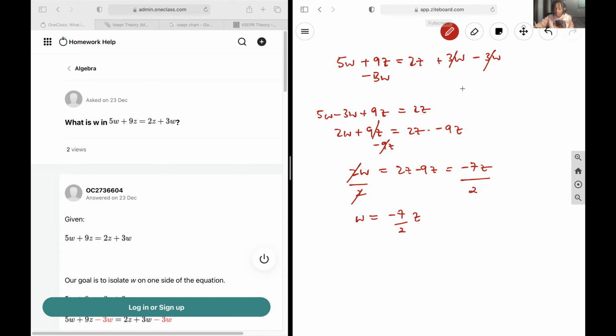Just in case you don't understand how and why I'm choosing my values, I chose negative 3w here because it would cancel the positive 3w. Here, I chose negative 9z on this side in order to cancel the 9z and bring it over to this other side. And then lastly, since w is multiplied by 2 here, if I divide it by 2, it'll cancel out, and I have to divide the other side by 2 as well. And this will be our final answer.